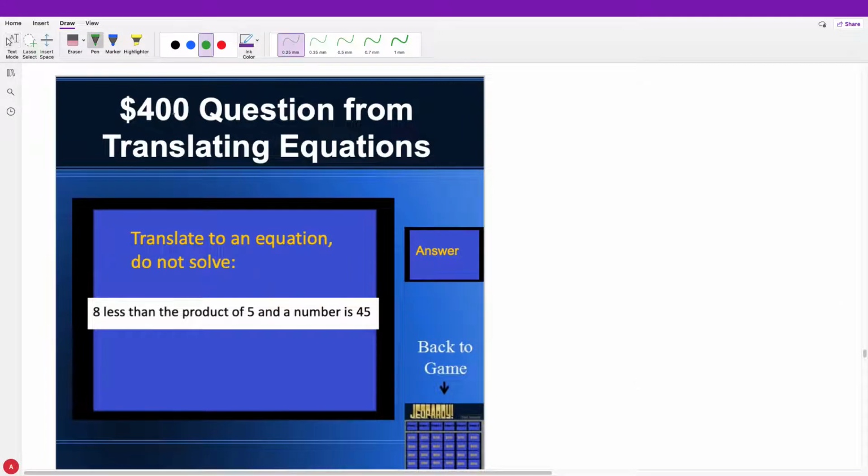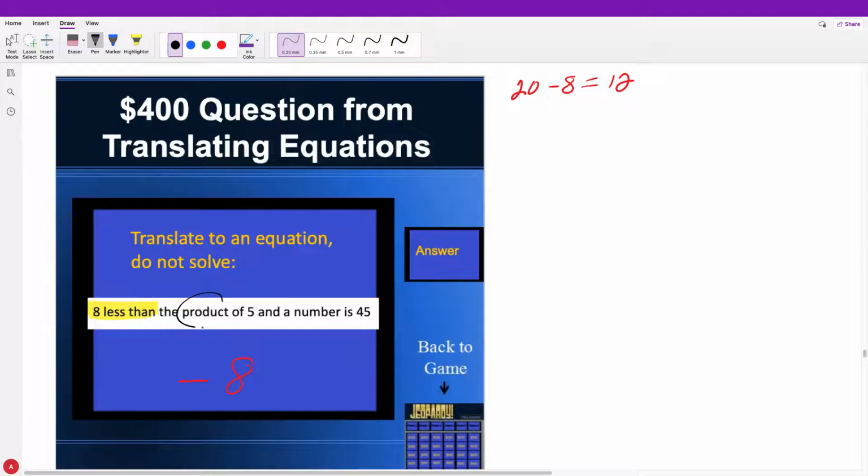All right, so for this problem, we're translating the equation. It says 8 less than the product of 5 and a number is 45. So remember, when we see 8 less than, that actually means minus 8. So whatever we're doing, we have to subtract 8 from it. 8 less than 20 is 12, and we get that by doing 20 minus 8 is equal to 12. That is 8 less than 20. So when we see 8 less, that means we need to subtract 8.